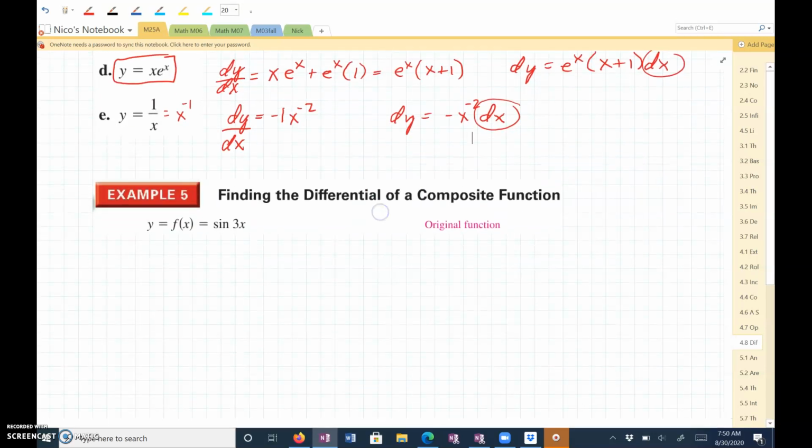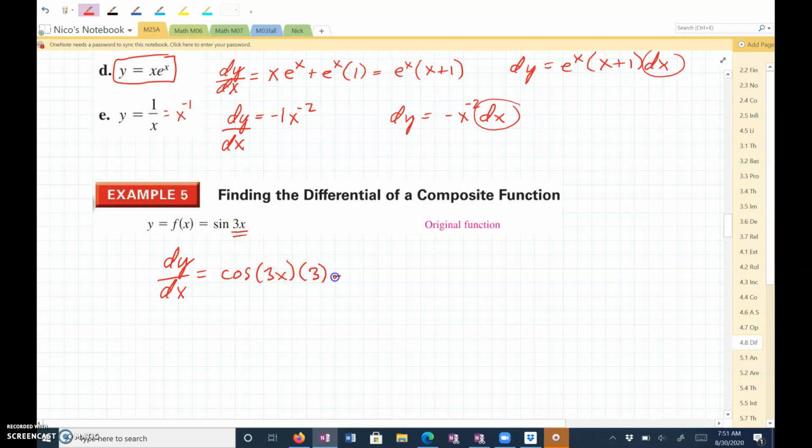Let's look at the next example, another one of these. If we want to find the differential, the first thing we would do is find the derivative, dy dx, which would be cosine 3x, chain rule, so then multiply that by 3. So this is 3 cosine 3x. So the differential dy would equal 3 cosine 3x dx.